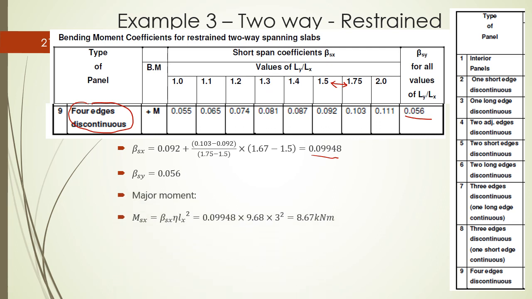So to get the value of the major moment Msx, that will be beta Sx n Lx squared, and that will give us 8.67 kilonewton meter. And the minor moment, Msy, will be beta Sy n Lx squared, to get 4.88 kilonewton meter.